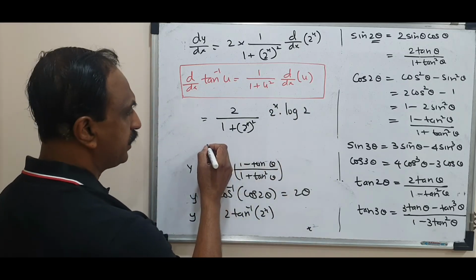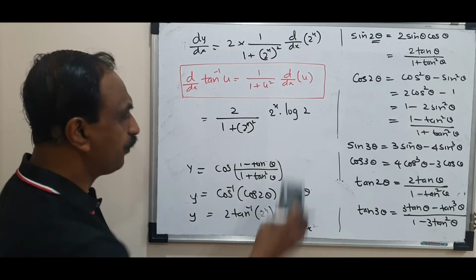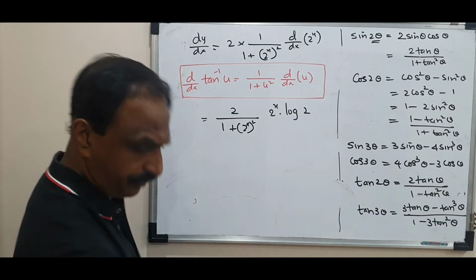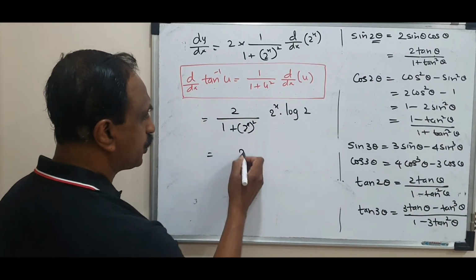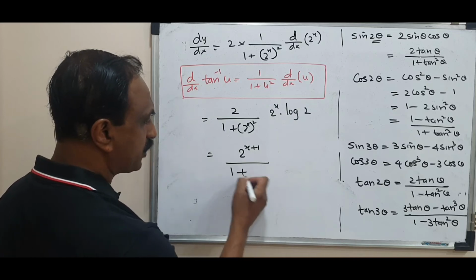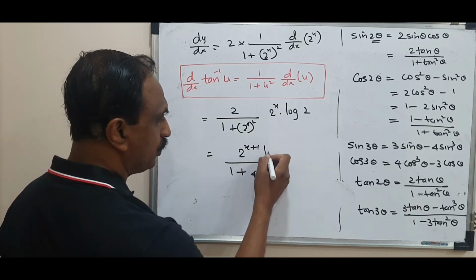Now if you feel like, you can make this into a beautiful answer like this. So (2 raised to x plus 1) upon (1 plus 4 raised to x) into log 2.